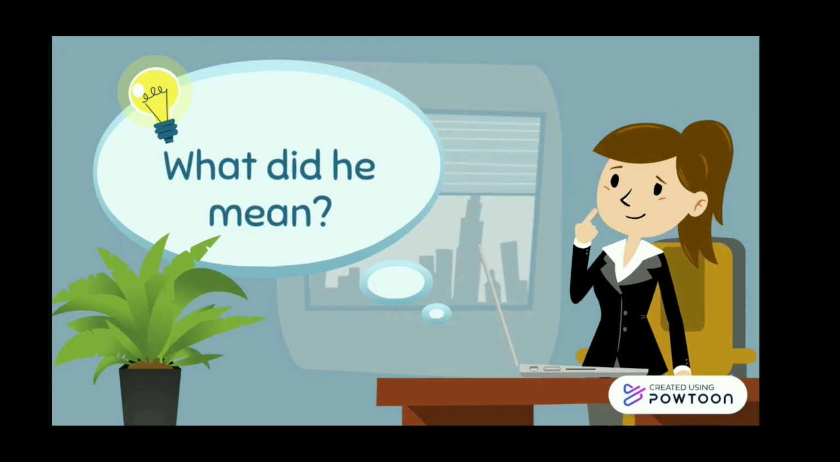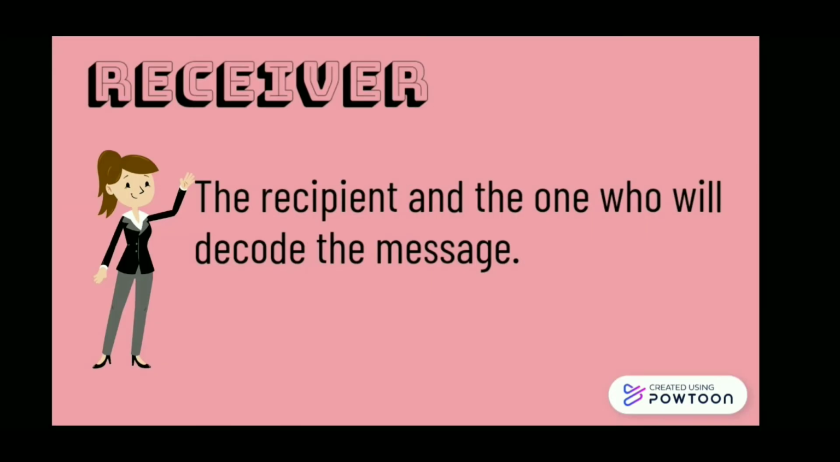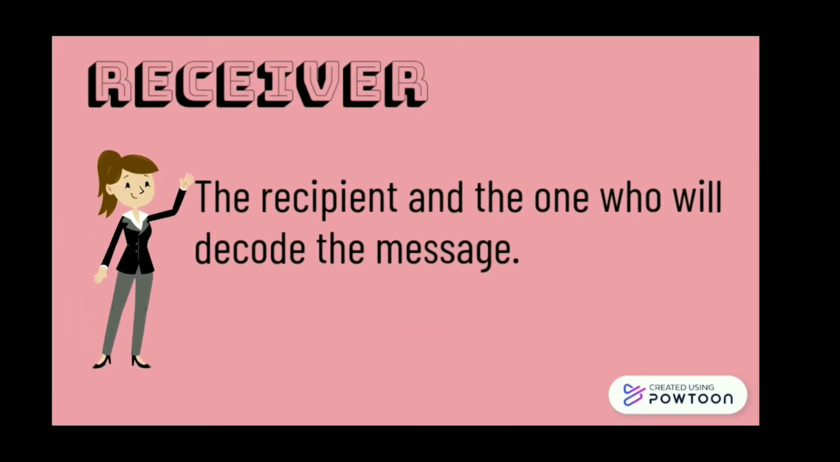So now, the receiver goes through decoding, in which the receiver has to extract the meaning from the symbols sent by the sender and understand completely what he needs. This is the process in which the receiver interprets the encoded message of the speaker. The next one is the target of the communication, which is the receiver. The receiver is the recipient and the one who will decode the message.